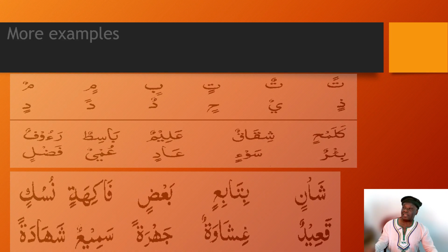All right. That's how you practice pronouncing these letters. Tanween is a very important pronunciation in Arabic. So let's practice them so that you understand them when you see them in the Quran, when you start reading Quran.